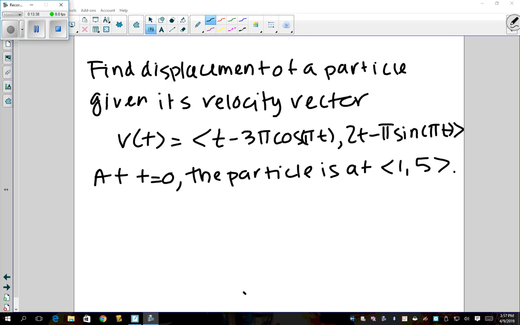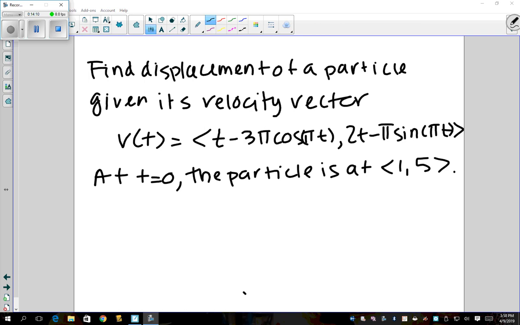So here's a really quick example for finding displacement. We're asked to find the displacement of a particle. We're given its velocity vector is t minus 3 pi cosine of pi t, and then 2t minus pi sine of pi t. And we're also given that at t equals 0, the particle is at 1 comma 5. And so in order to find our displacement, we need to first find the integral from 0.